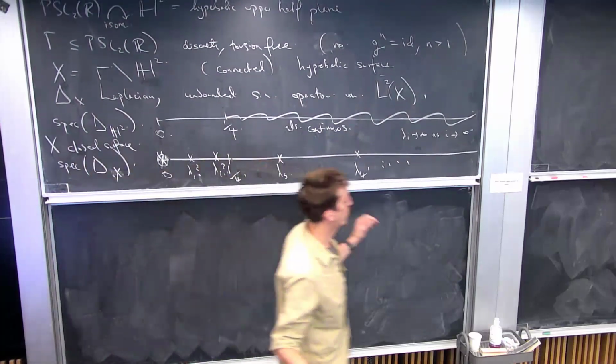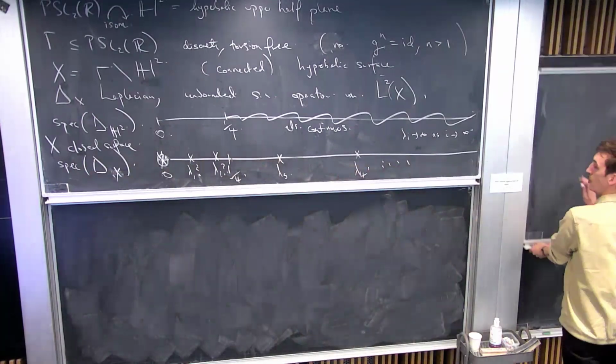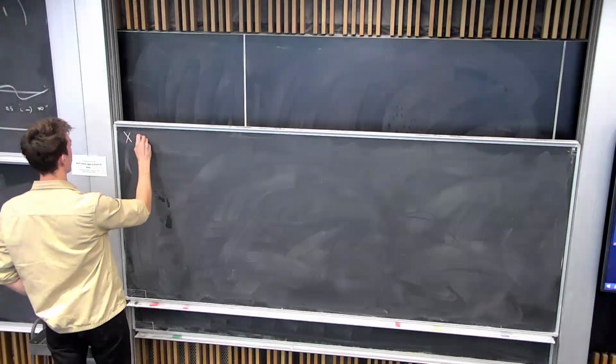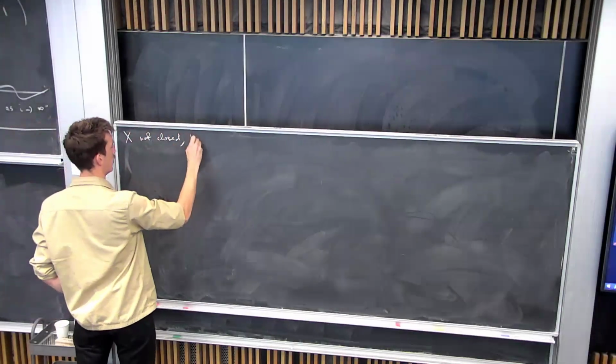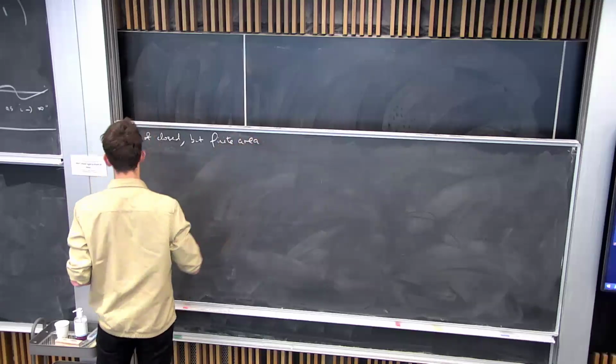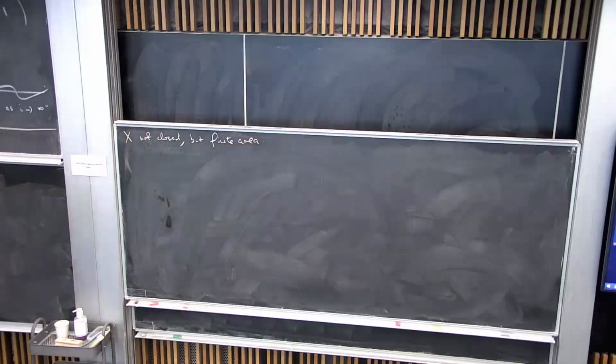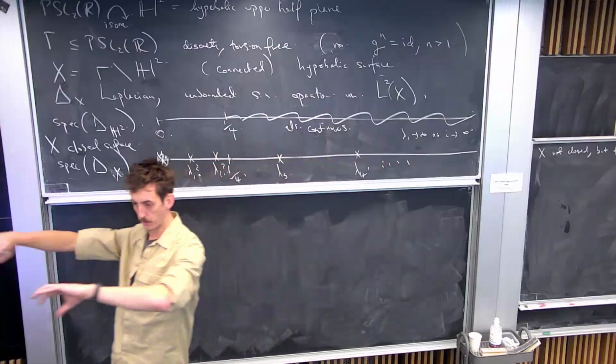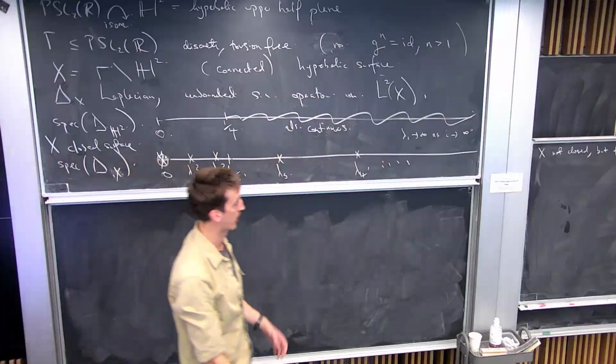And then let me tell you one slightly more complicated setting, which is the case where X is not closed, yet has finite area. Which means that X has some number of cusps that go off to infinity, that have finite area but are infinite in extent. And now, in this case, we have scattering theory.